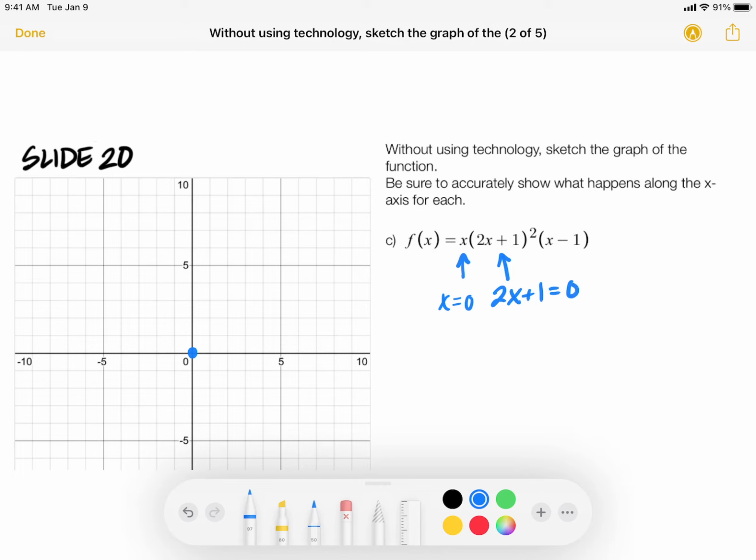I'm going to subtract 1 from both sides, divide both sides by 2, and there we go. That's where our x-intercept is. It's at -1/2. So actually, I'm going to change the scaling on this. That's 1. That's -2. That's -3. Just so we can see this in a little bit more detail.